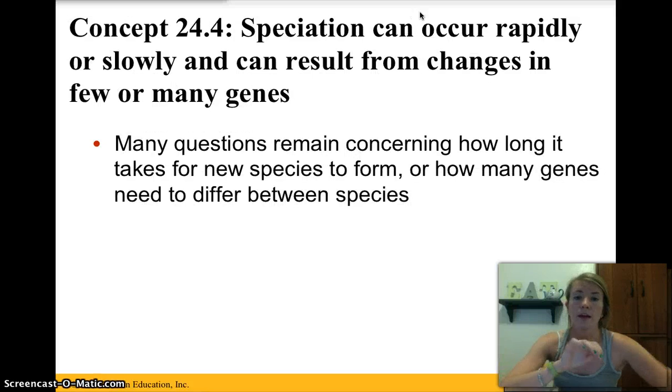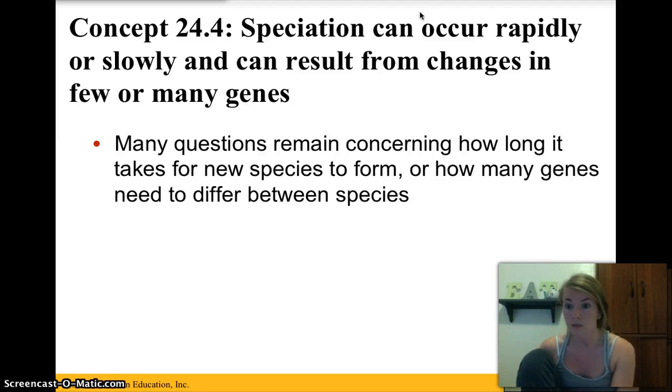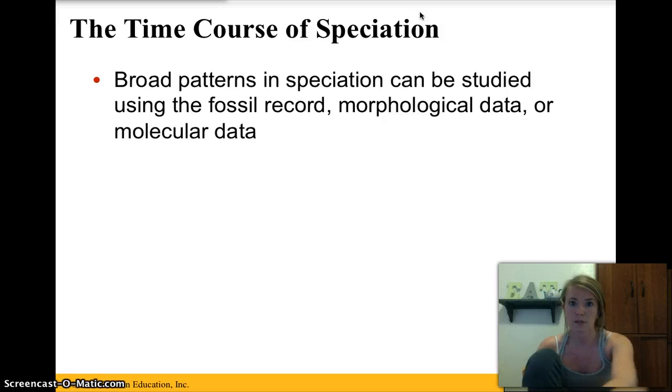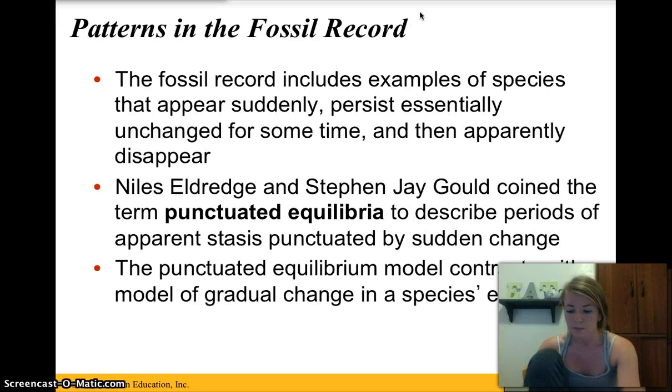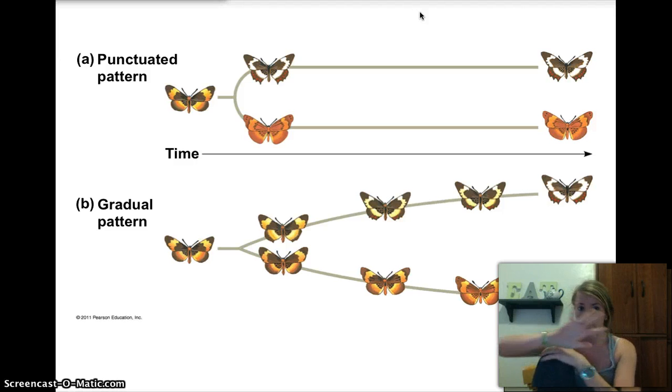Okay, I skipped it. Okay, so this talks about rates of speciation. So sometimes speciation happens super rapidly, or sometimes it happens really, really slowly and takes bajillions of years. It's a scientific term, bajillions. So we can study this using the fossil record because we have so much evidence of different species from so long ago. So we see a couple different patterns in the fossil record. The first one is called punctuated equilibrium, and this means that speciation doesn't happen very slowly over thousands, millions of years. What happens is there's one speciation event.